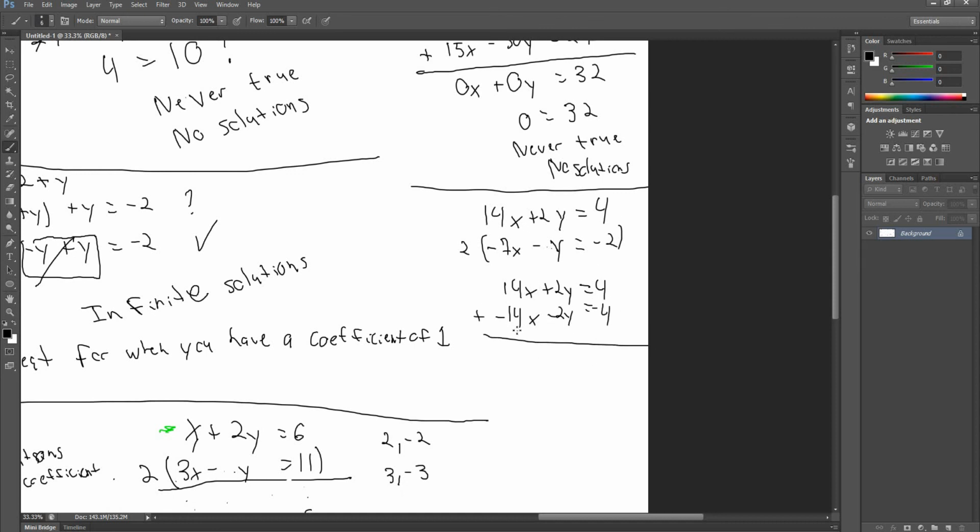Next step, we add them. We have a pair of opposites, so this is 0x. We have a second pair of opposites, so this is 0y. And we actually have a third pair of opposites, so this is 0. So I have 0 equals 0, always true. So infinite solutions.